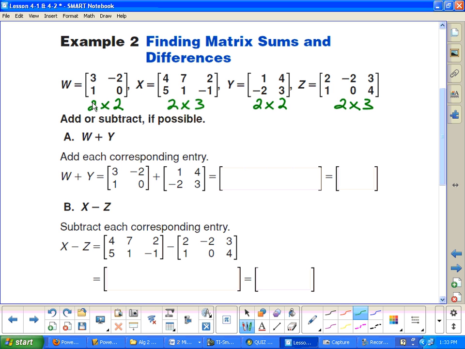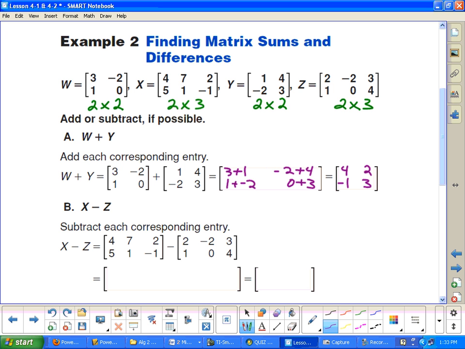So all we do then is add the corresponding entries. So I'm going to add 3 plus 1, okay, because they both represent entry 1, 1. Negative 2 and 4, because they're both in entry 1, 2. 1 plus negative 2, and 0 plus 3. So we're just combining the ones that are in the corresponding entries, or they have the same address, you could say, in the two matrices. So I would have a new matrix, which is 4, 2, negative 1, and 3. Okay.